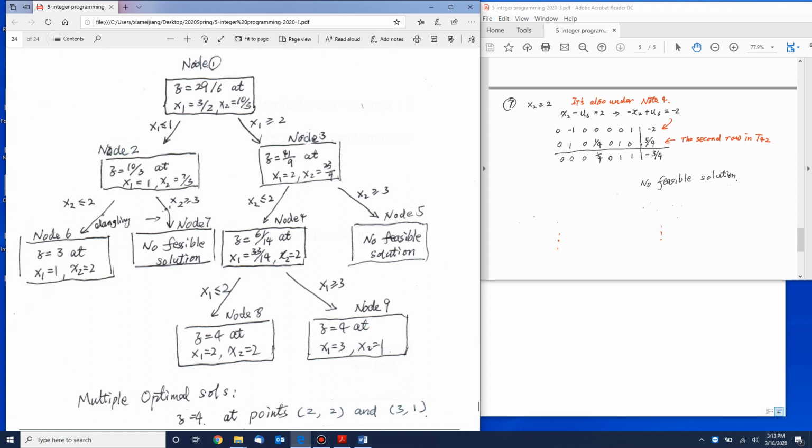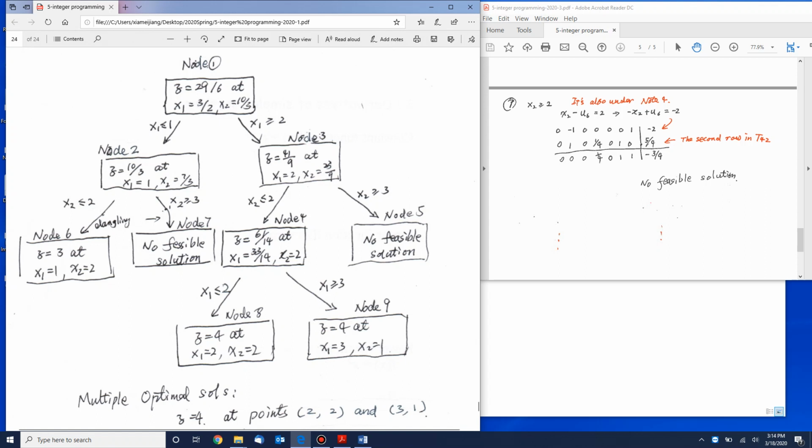Now we work on node 2. With this one, x1 is integer, but x2 is 23/9. The 23/9 is between 2 and 3, right? So here the left branch is x2 less than or equal to 2, and the right branch is x2 greater than or equal to 3. So now we work on node 4, when we add the constraint into the final tableau of node 3. And we got z equals 61/14 at x1 equals 33/14, and x2 equals 2, right?